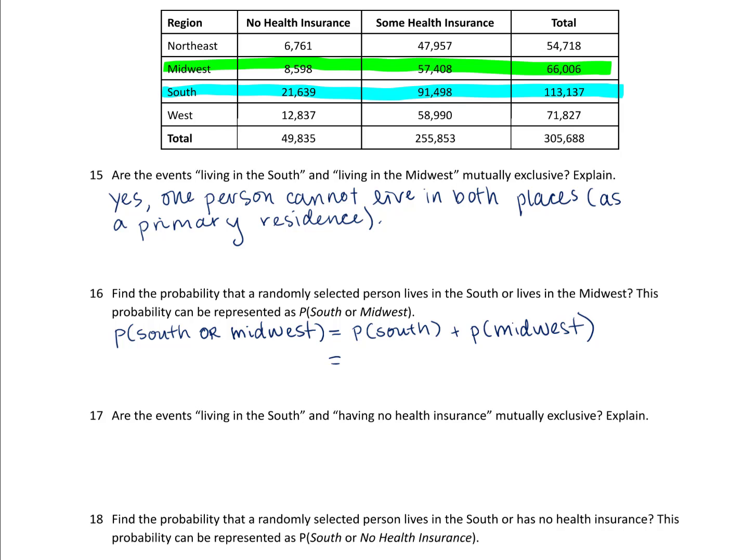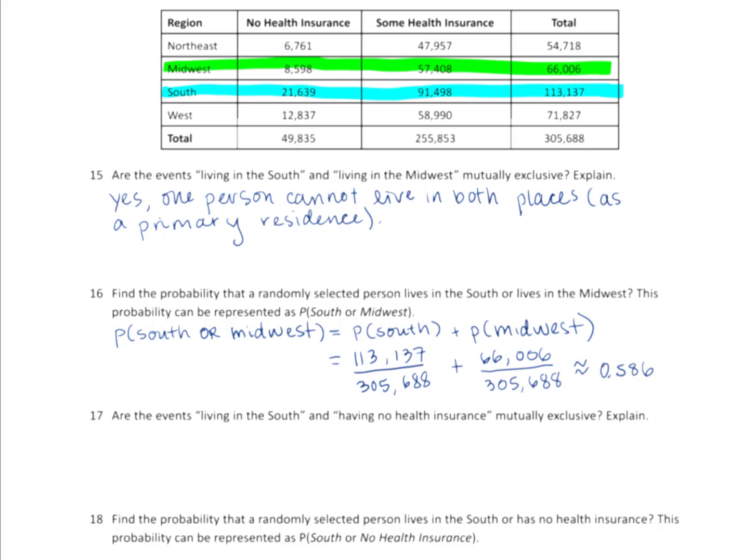The total who live in the South is 113,137, divided by the grand total, 305,688. The total who live in the Midwest is 66,006, divided by the total, again, which is 305,688. We get approximately 0.586.